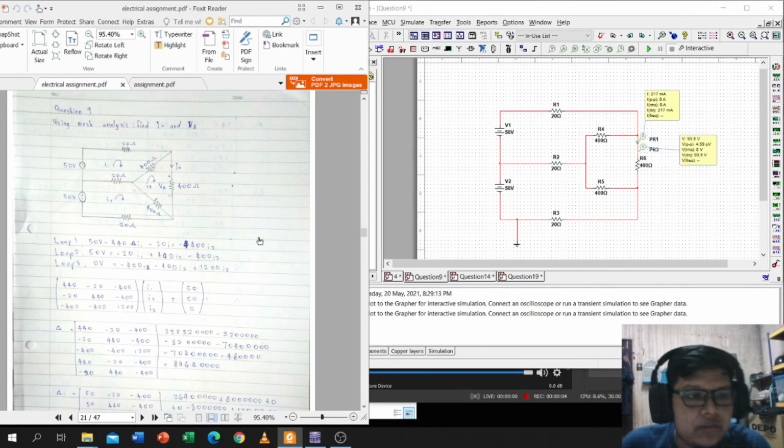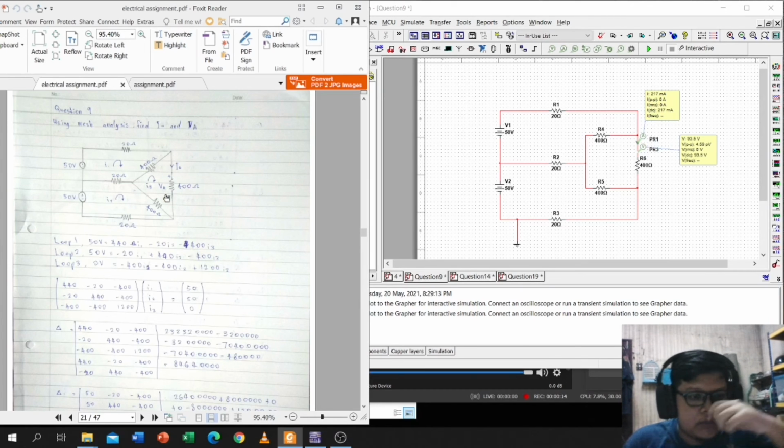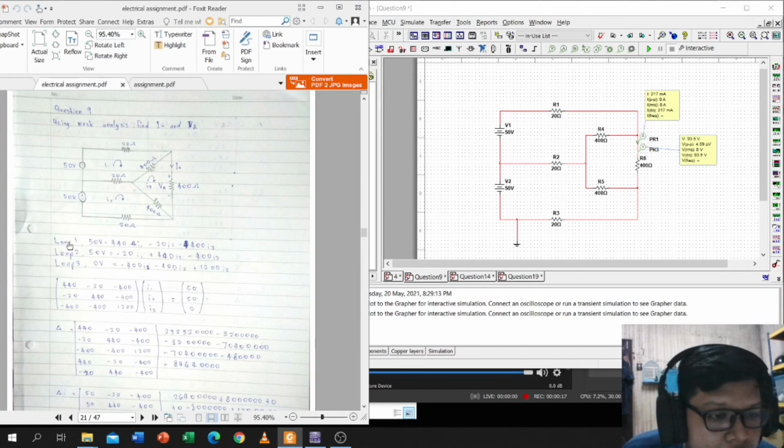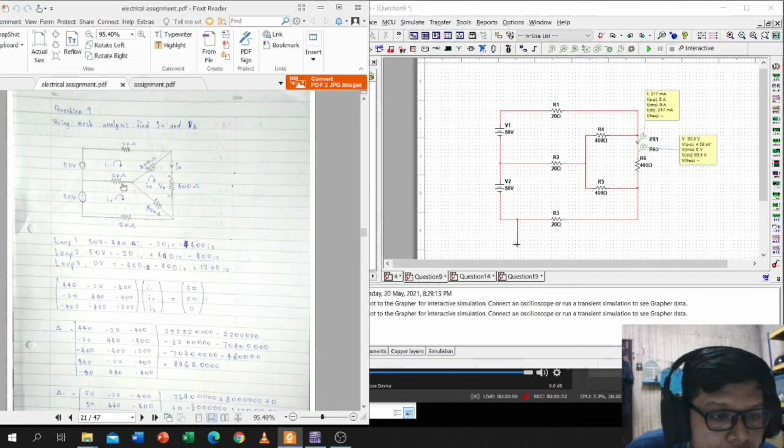So the next question is question 9. This is the circuit, and by using analysis we need to find IO and VA here. The first step is to find the equation for loop 1, which is 50 volt equal to 440 ohm I1 minus 20 I2 minus 400 I3, and then we go for I2 here, and we got this, and I3 loop 3 here, and we get the equation.